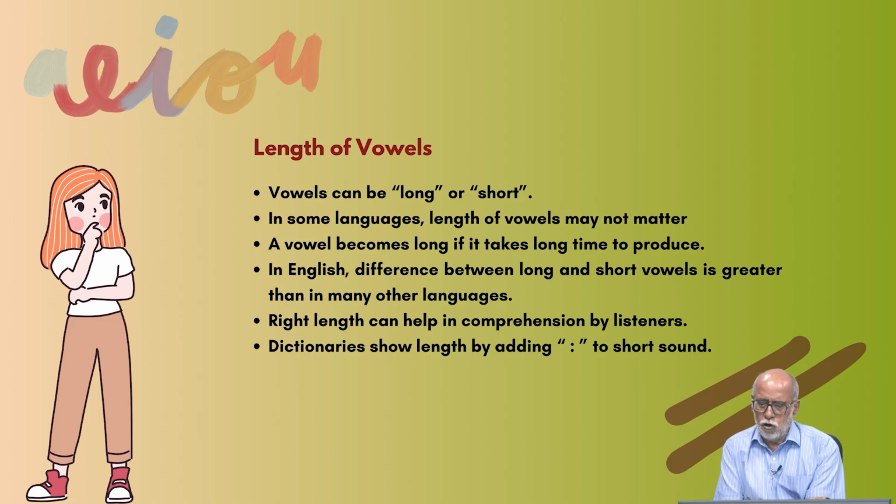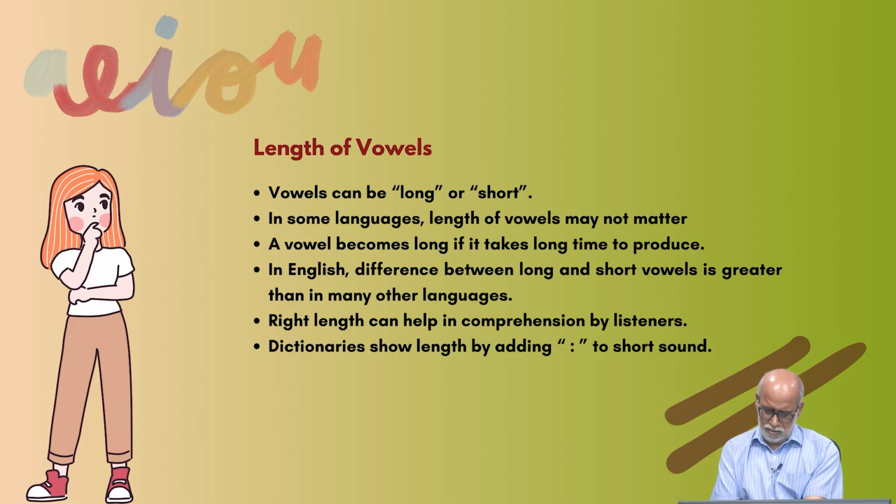A vowel becomes long if it takes a long time to produce. As I said, length is a function of voice, and if you voice for a long time, you just say oo, it is short; you say e, it is short; but if you prolong it slightly in the same position, then it becomes e, it becomes oo, o, or it becomes a, a little longer. If you prolong some sound, then it becomes a long sound.